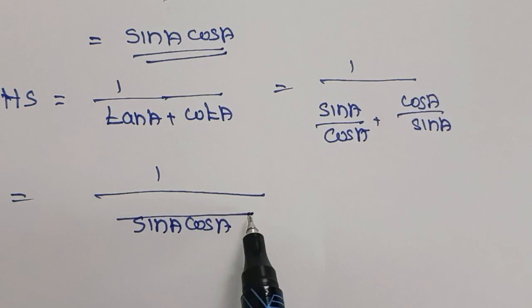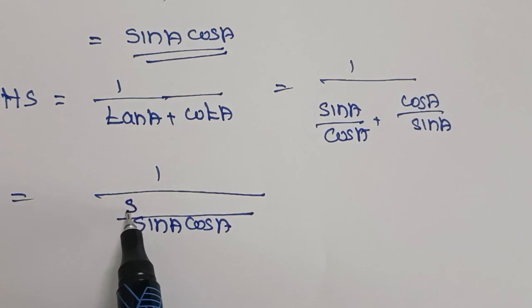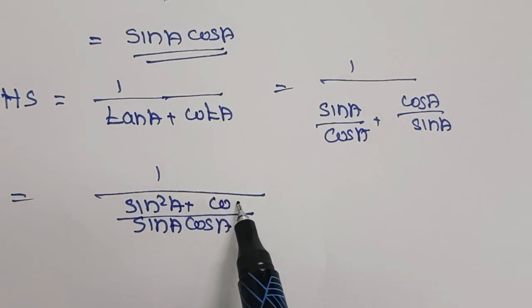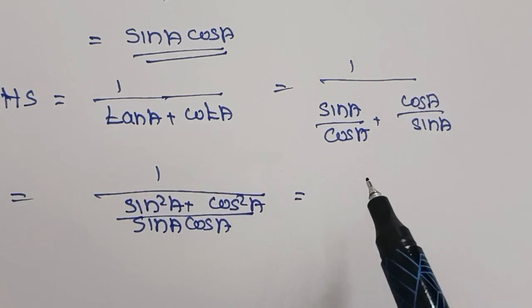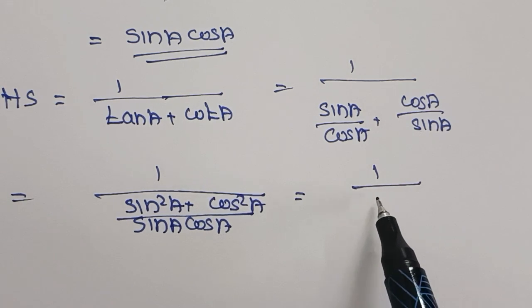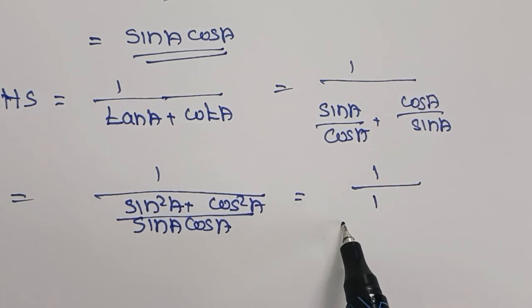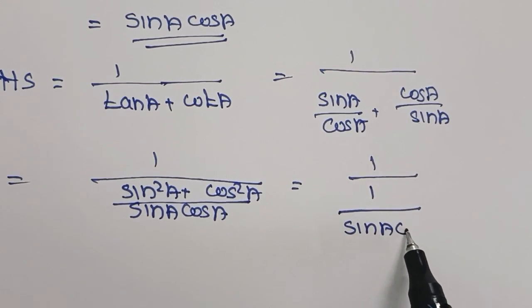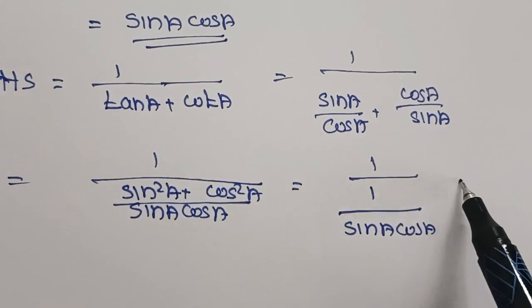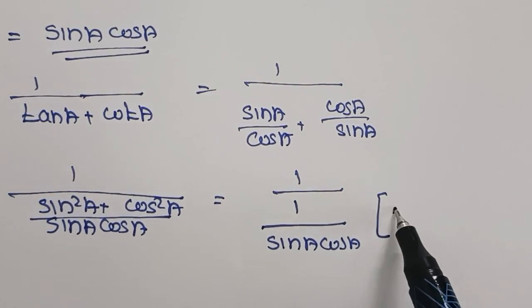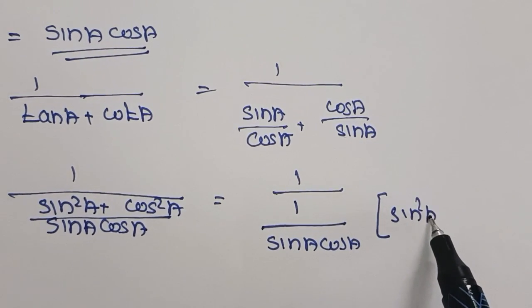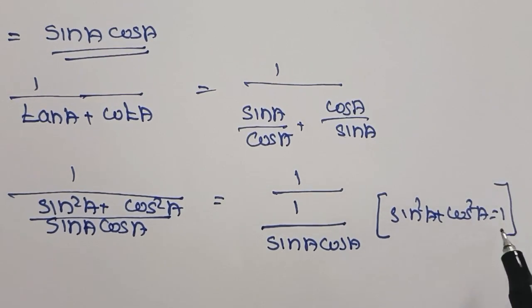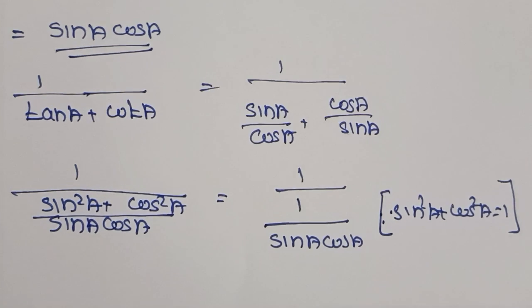And here the numerator will become sin A into sin A, sin square A, plus cos A into cos A, cos square A, equal to 1 divided by, we know that sin square A plus cos square A equals 1. So it will become 1 by sin A cos A. Reason: since sin square A plus cos square A equals 1.